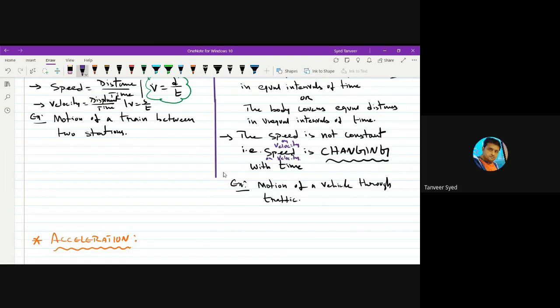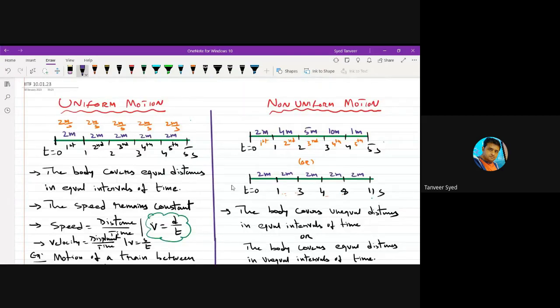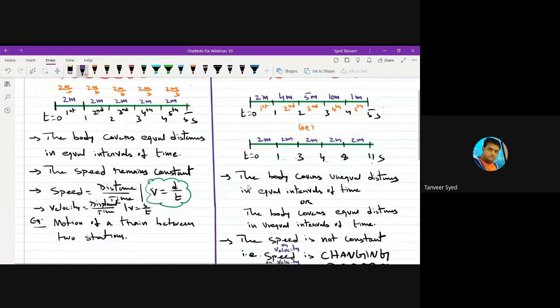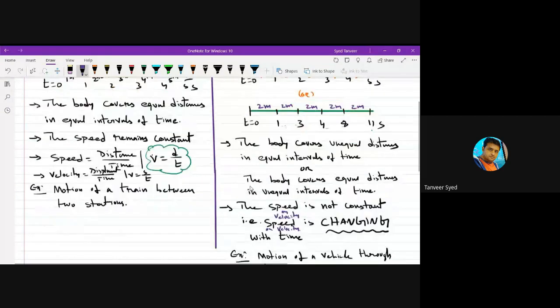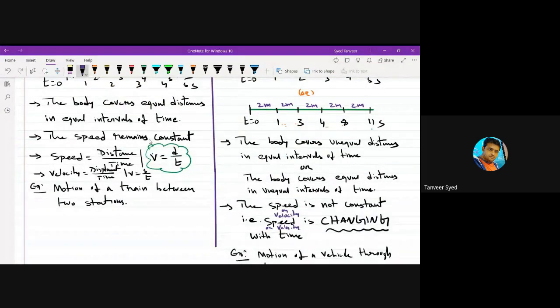So if I describe uniform and non-uniform motion in terms of displacement and velocity instead of distance and speed, a body is in uniform motion if it covers equal displacements in equal intervals of time. And a body is in non-uniform motion if it covers unequal displacements in equal intervals of time, or equal displacements in unequal intervals of time. Then, to study uniform motion, the formula that you have is speed equals distance by time, or velocity equals displacement by time in uniform motion.